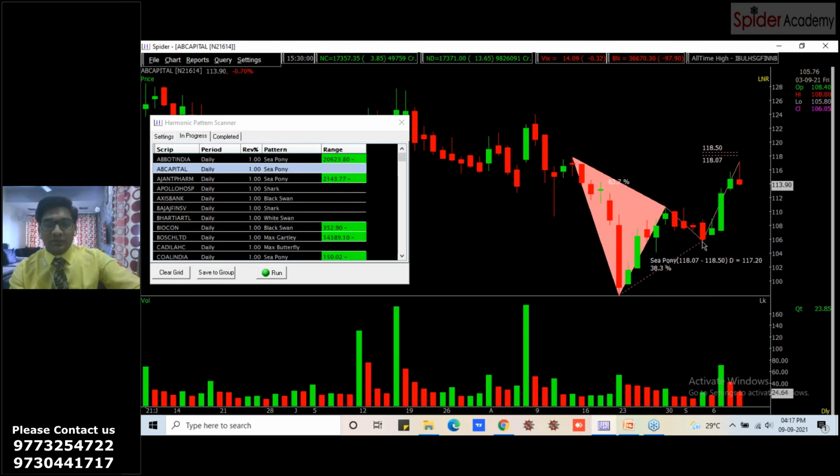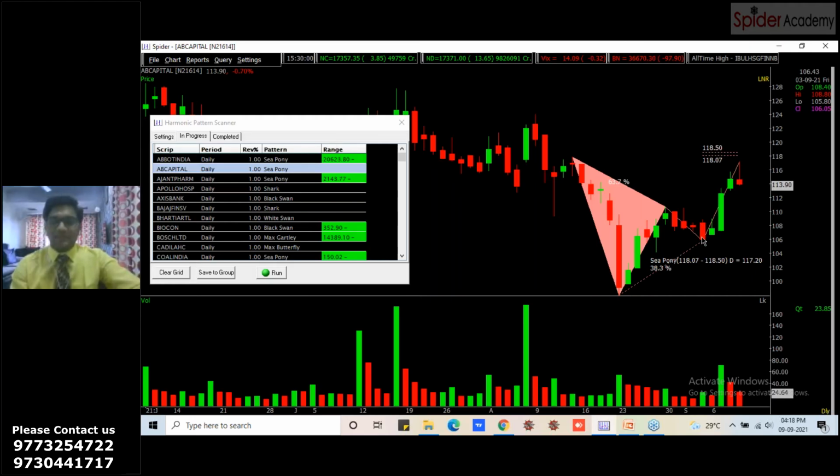Why? Because if this low is broken, the pattern fails. All these patterns are based on the Fibonacci retracements and extensions. Everyone knows that Fibonacci retracements and extensions are two strong levels, so whenever price approaches those levels, it has a strong pullback or reversal from them.